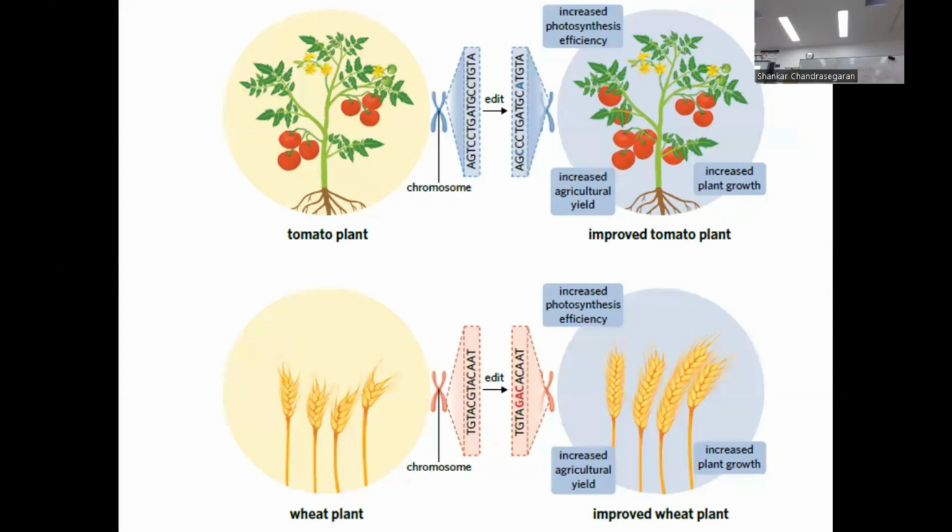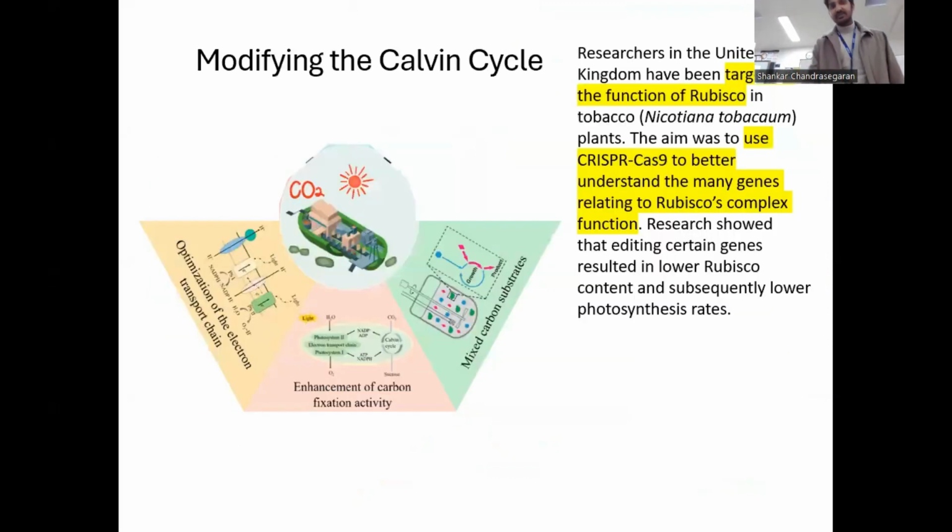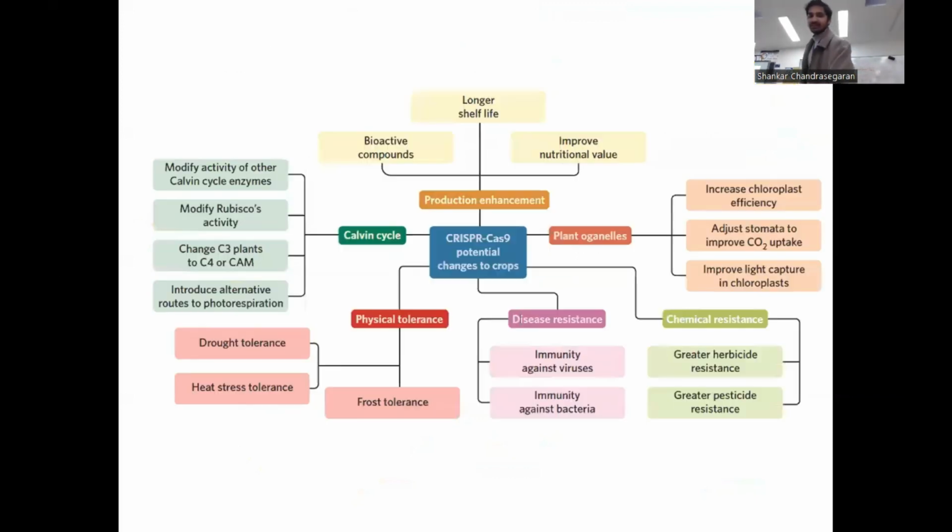Okay, that can be done with wheat plants as well. By understanding its genome, we can modify it such that it has increased efficiency, increased yield, and also increased growth. So when we think about it, there are so many things we can modify in a plant to make it more efficient or more resistant, or just overall better for humanity, right? There are a lot of things we can do. So let's look at each of them. The first one is modifying the Calvin cycle. So just look at this one.